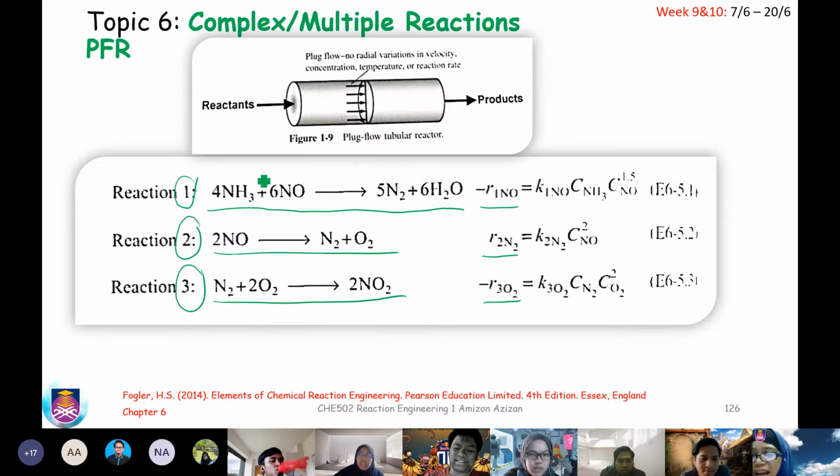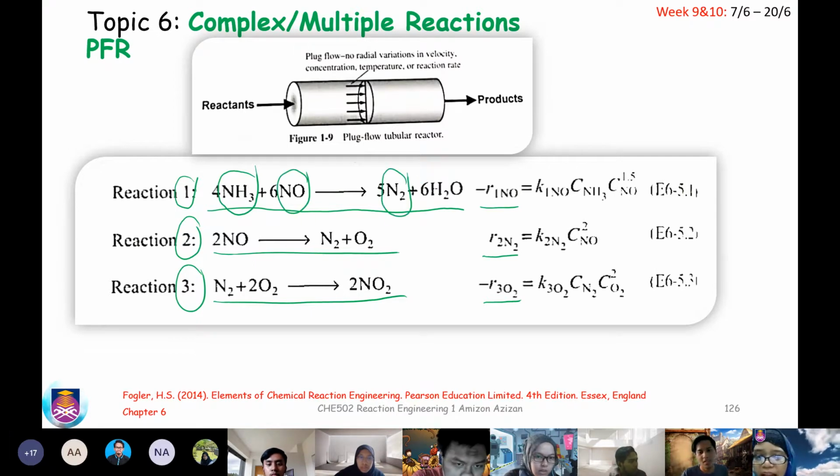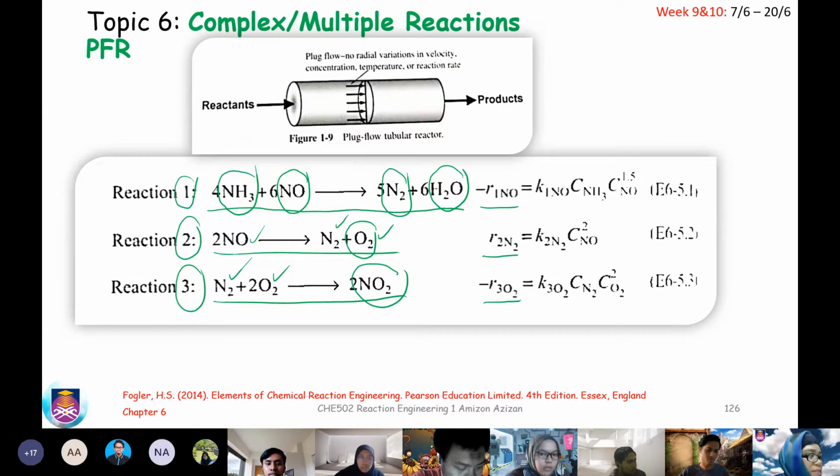6, yes. We have ammonia. We have nitrogen oxide, 1, 2. Nitrogen, 3. Water, 4. Nitrogen oxide is done already. Nitrogen is done already. Oxygen, 5. Nitrogen, oxygen done. And nitrogen dioxide. Mr. Shafiq, yeah?